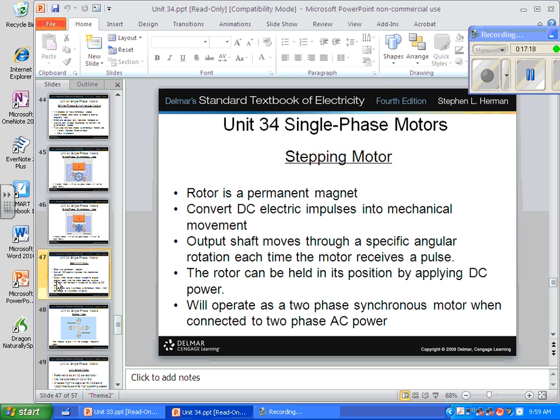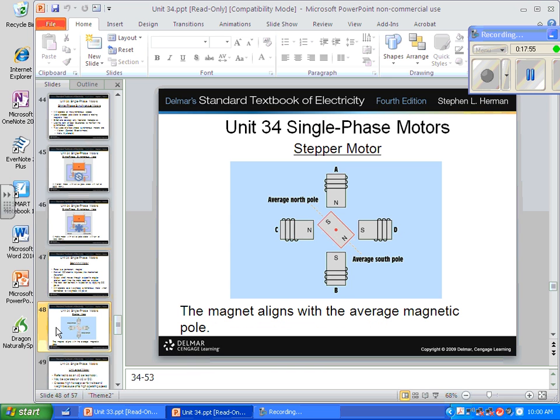Okay. There's a stepping motor. They're used in computers mostly. Rotor is a permanent magnet, converts DC electric impulses to mechanical movement. Output shaft moves through a specific angular rotation each time the motor receives a pulse. So if you're trying to go to a certain place on a certain disk, then you give it a certain number of pulses as you go to that point. And if you can remember where that is by some magic, then you can get back there again. Rotor can be held in its position by applying DC power. Will operate as a 2-phase synchronous motor when connected to 2-phase AC power. Okay.